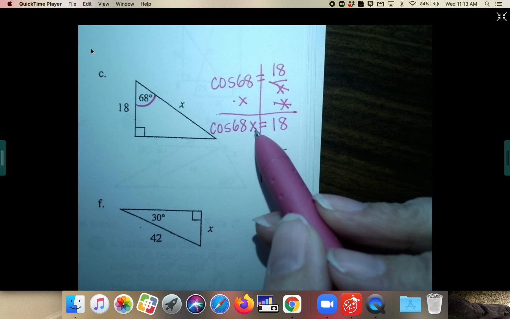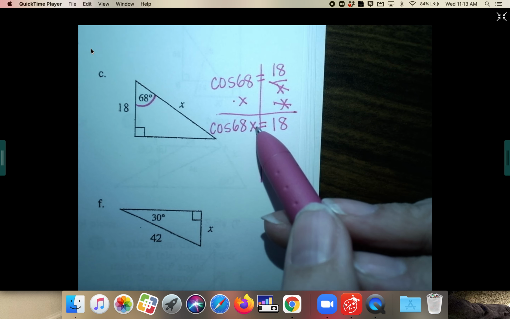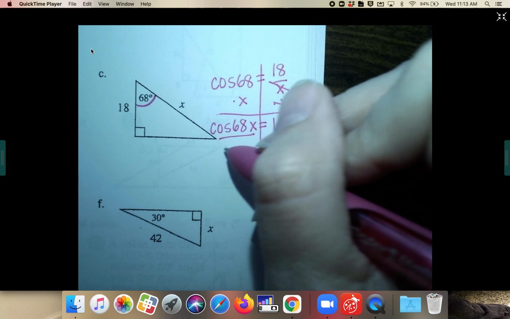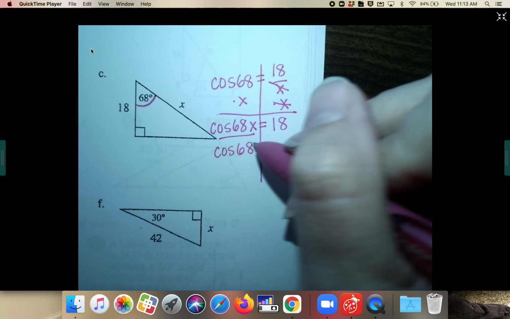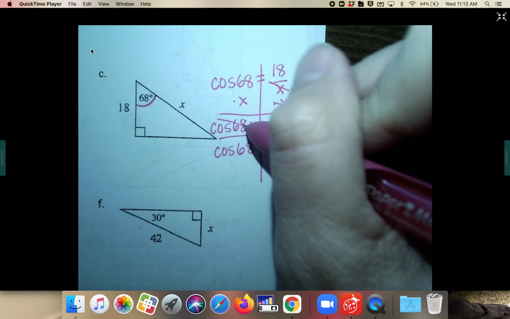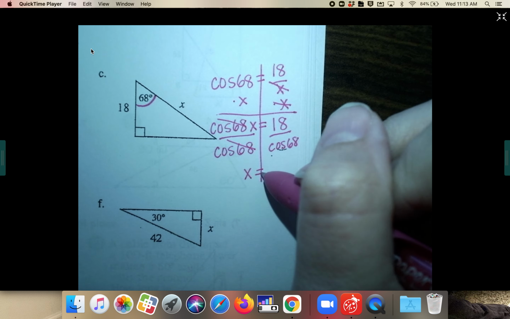Okay, and now you're trying to solve for x, so x is being multiplied by cosine of 68, so you're going to divide by cosine of 68 on both sides. So we're really just moving things around, rearranging so that we can solve for x.